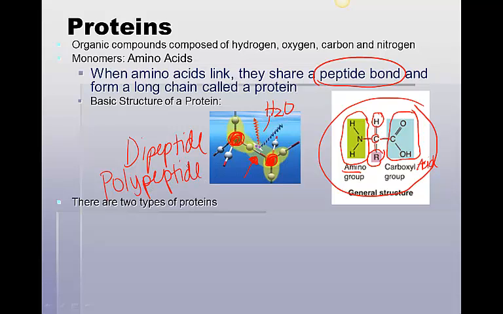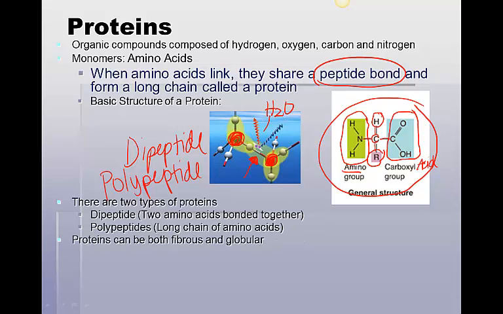Again, I told you guys this was very similar to carbohydrates. Carbohydrates have monosaccharides, disaccharides, and polysaccharides. Here we have amino acids, dipeptides, and polypeptides. There's 2 different forms that proteins can take. Proteins can be fibrous or globular. So we're talking here about these long polypeptide chains. Proteins that are fibrous would be things that are like long, thin strands built of thousands and thousands of proteins bonded together. So things like your hair.